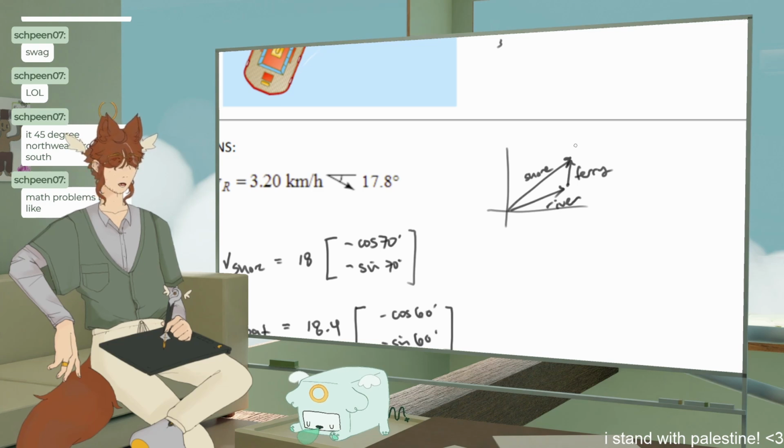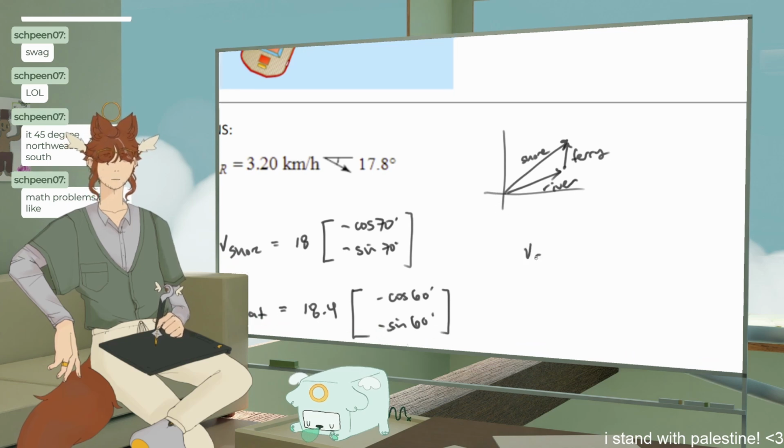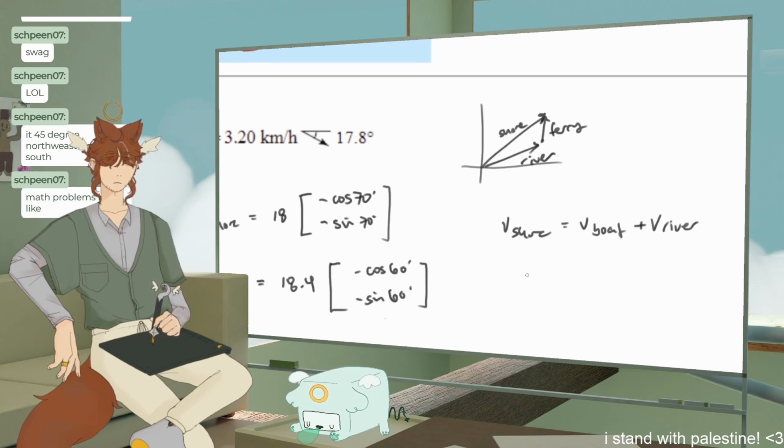So if we add these up, then we should get what the... No. We say v shore equals v boat plus v river. So v shore, okay, we'll just do this. 18. Okay, let me do these out.